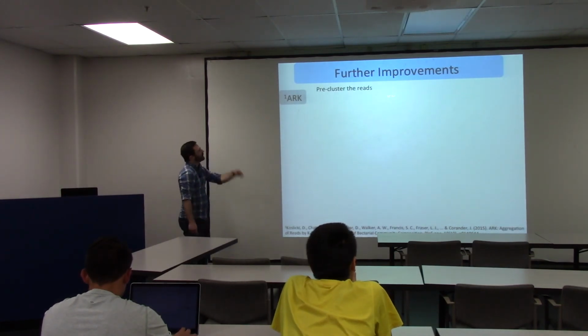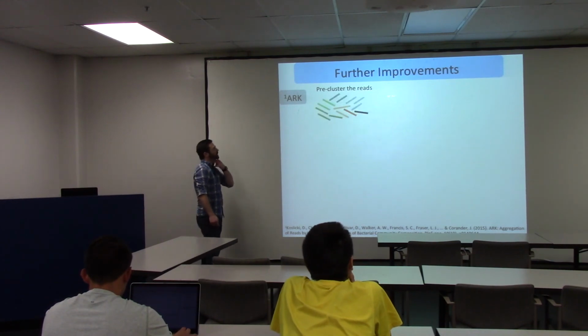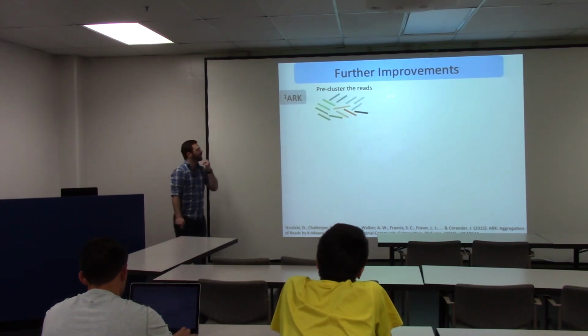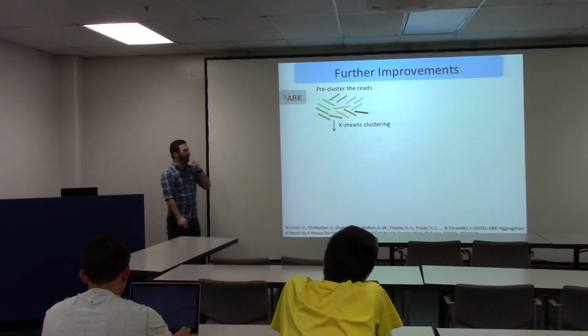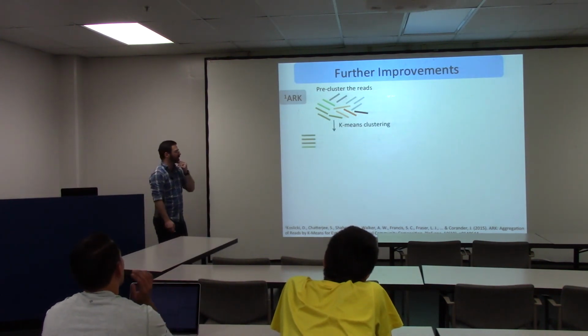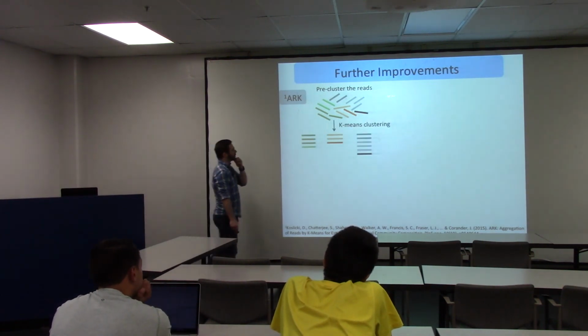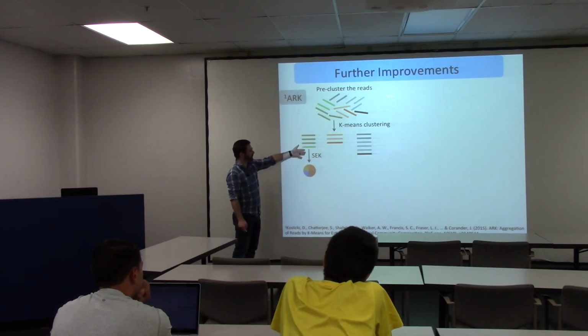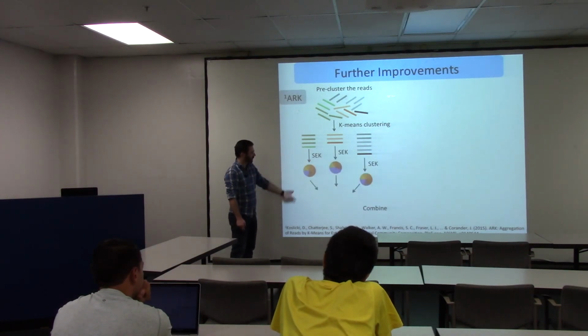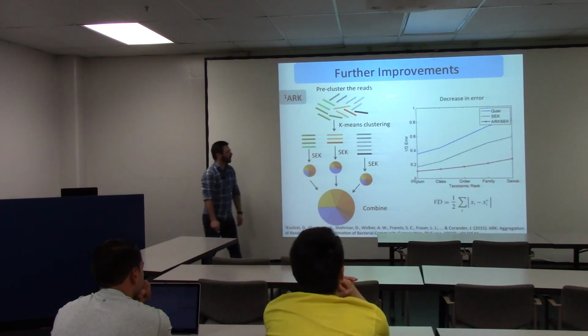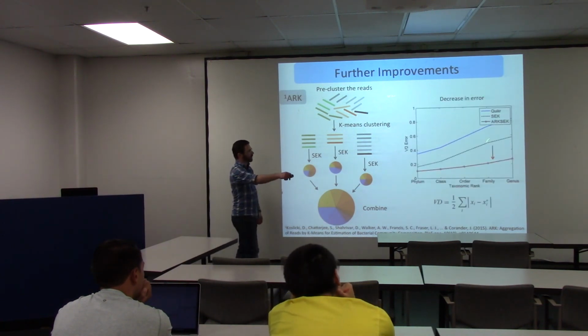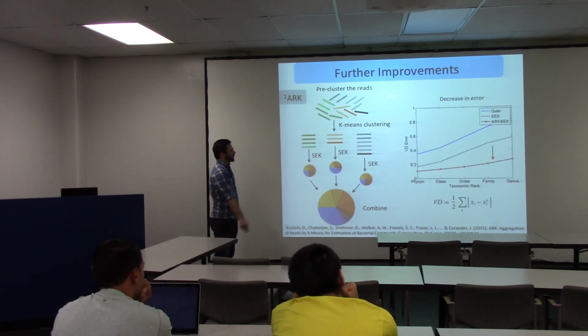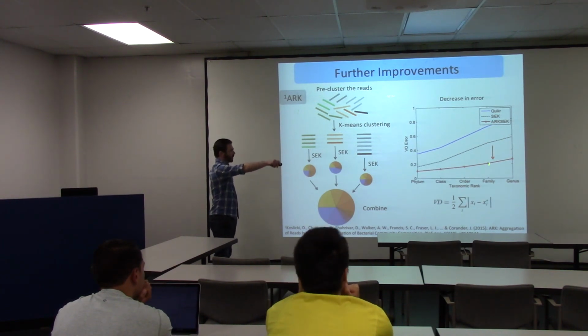And lastly, a little bit of machine learning pre-processing always helps. So let's go ahead and pre-cluster the reads. You take all the reads and use a really simple k-means clustering. It's relatively fast, and then you end up with a bunch of clusters. You use QuicK or SEC on each one of those clusters, and you recombine them like that. And what happens? You get an even further decrease in error. So plain vanilla algorithm, use sliding windows, pre-cluster the reads, gets better, better, better, better.